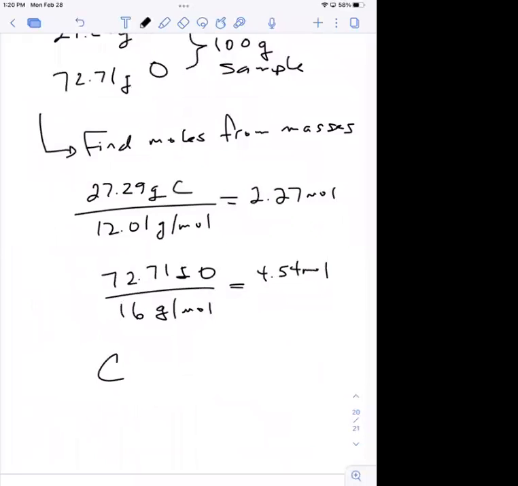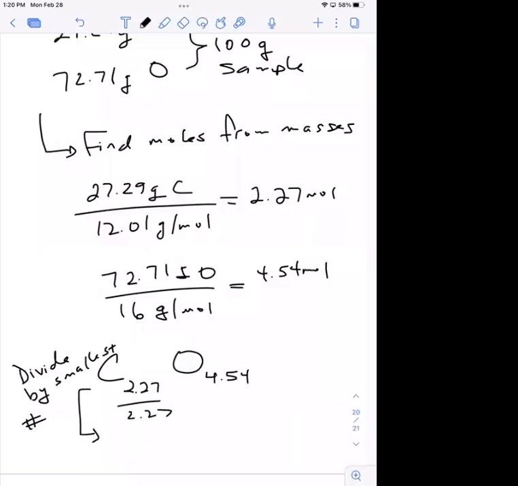Now we want to set this equation up where this is C and O, and we need to put our moles here, 2.27, 4.54, and then now what? Divide by the lowest one. I'm going to divide by the smallest number, which in this case is 2.27. And so now my empirical formula is CO2.